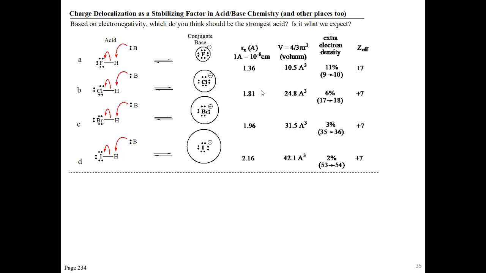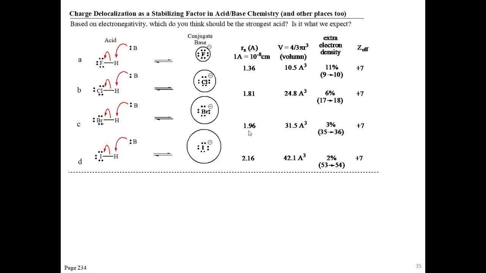Now if I go to chloride, still a +7 Z effective, it's a bigger atom, and so the volume of the whole atom is going to be about 25, about 2.5 times bigger. The increase in electron density is only 17 to 18, and that's only a 6% increase. So in fact, there's less electron repulsion here than there is with the small fluoride. So this is a little bit more stable. Actually, it's a lot more stable.